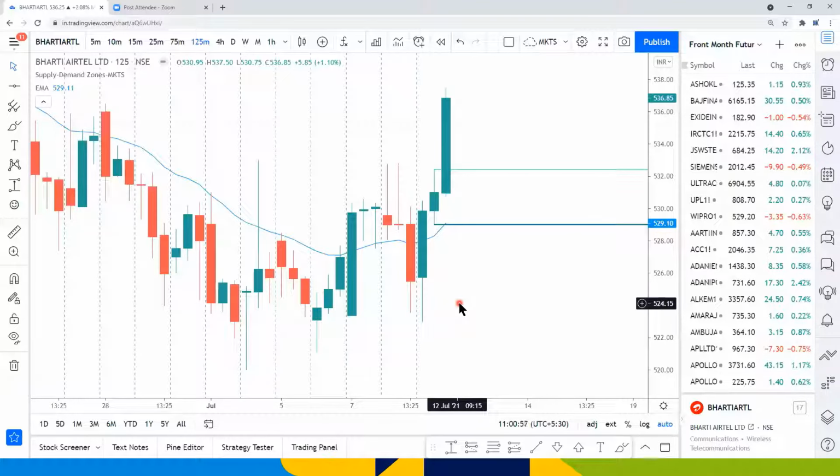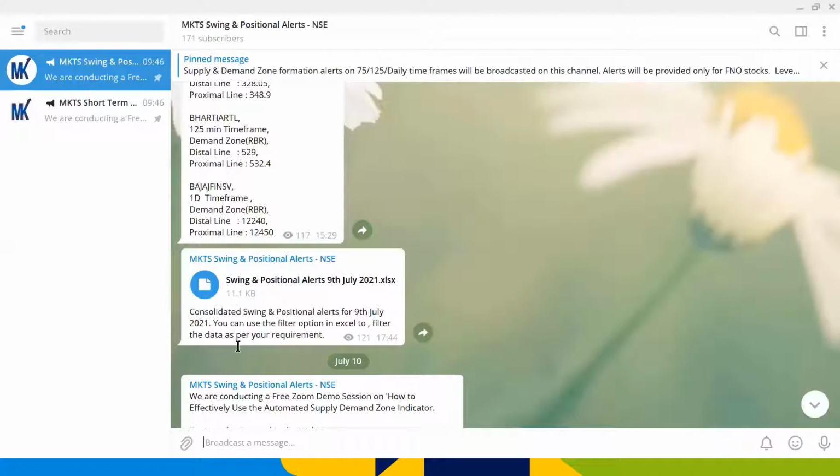Sushil says, how is it different from the tool given by Sharekhan? Sushil, I'm not aware what the Sharekhan tool does, since my activation has not been done by their backend as of now. But what I got to know was it only plots the zones. It does not give you alerts. It will plot this zone on the chart, but it will not give you an alert. So here you're getting the alerts on Telegram whenever a zone is being formed.